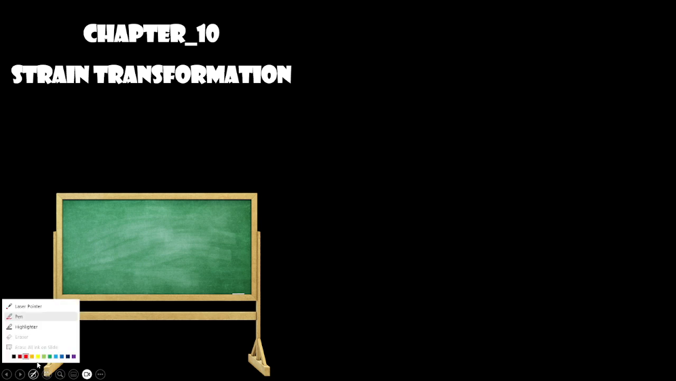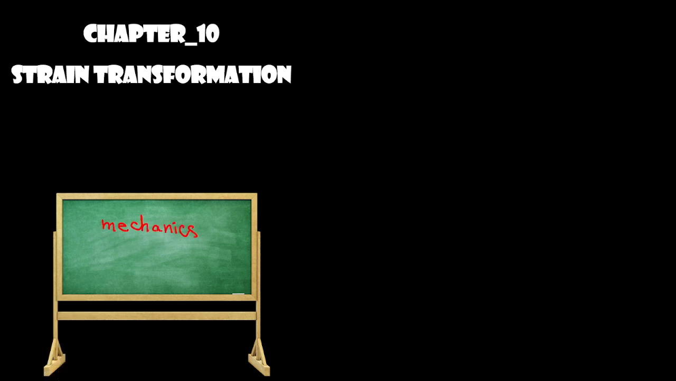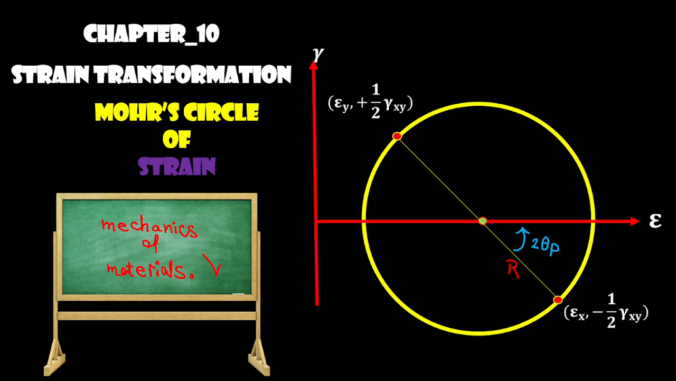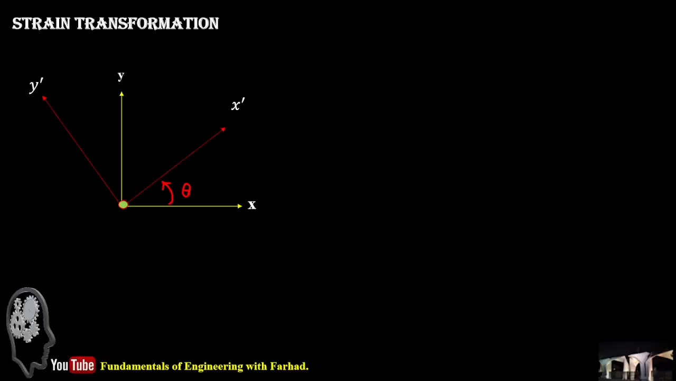We want to review strain transformation, Mohr's circle, but this time in terms of strain instead of stress. So if we want to travel from our old axes of xy to the brand new axes of x prime, y prime by the angle of theta, but this time in terms of strain, not stresses.